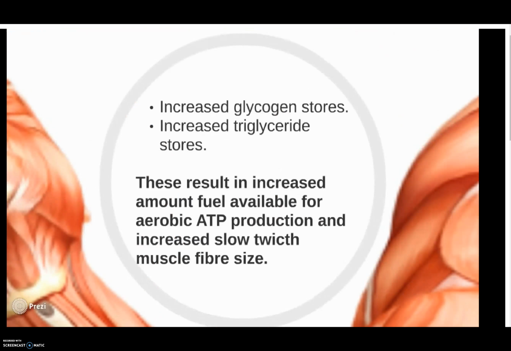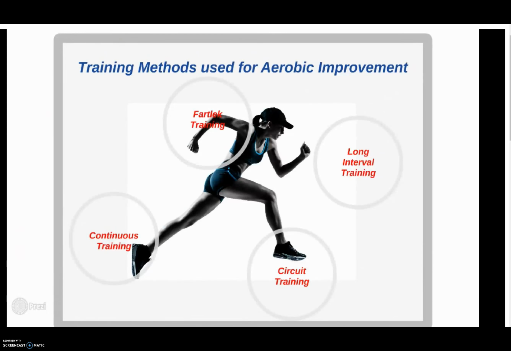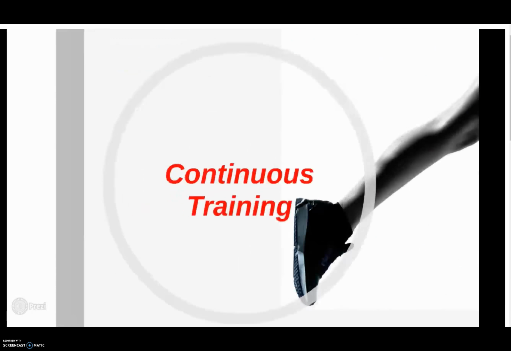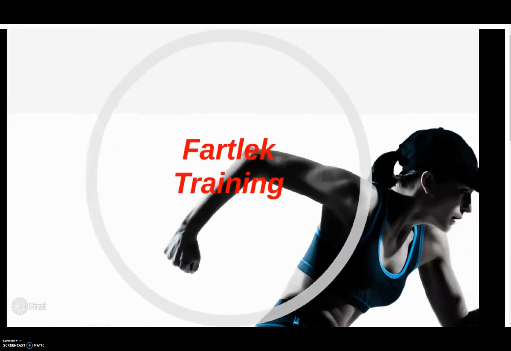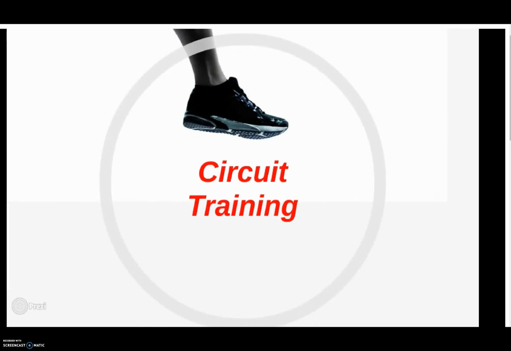We get increased glycogen stores and increased triglyceride stores, and that means we've got more fuel available for aerobic ATP production, and it results in an increase in slow twitch muscle fibre size. Training methods that we would use for this include fartlek training, continuous training, long interval training, and circuit training. So if you had an exam question that asked about those kinds of training methods in a program, and it asked you the likely chronic adaptations, the ones we just talked about would be the ones.